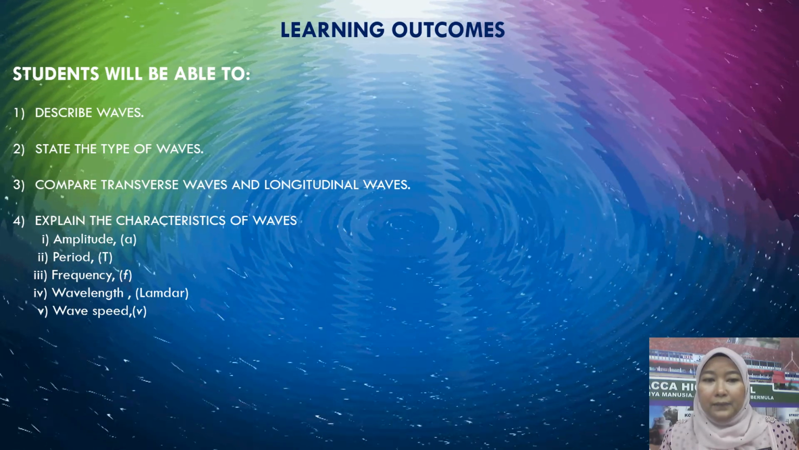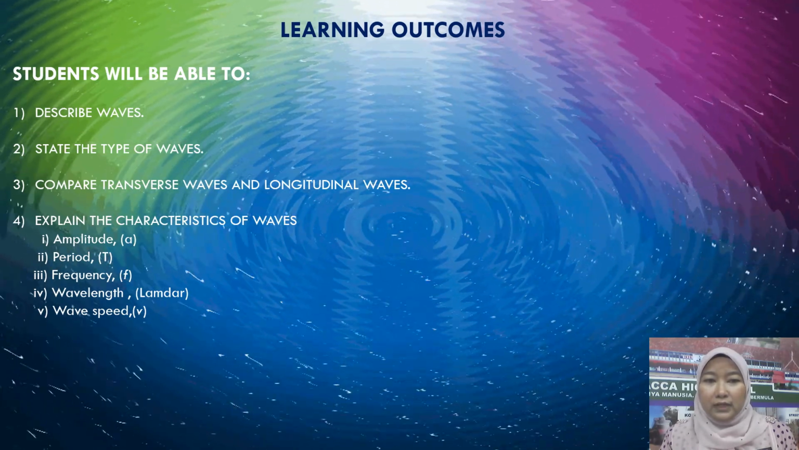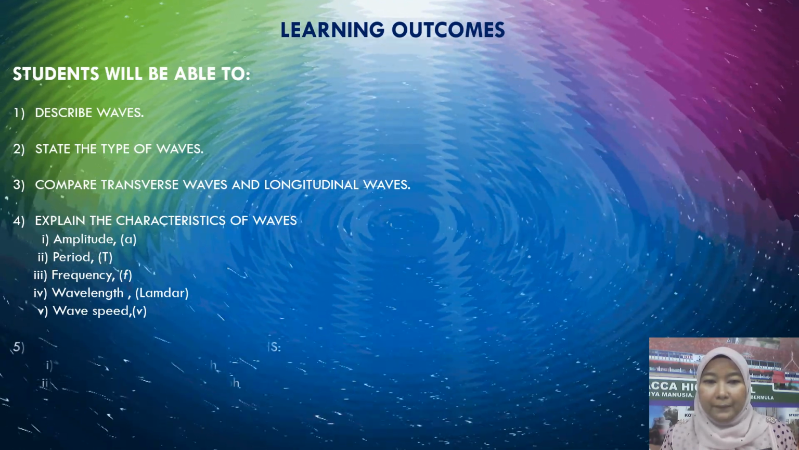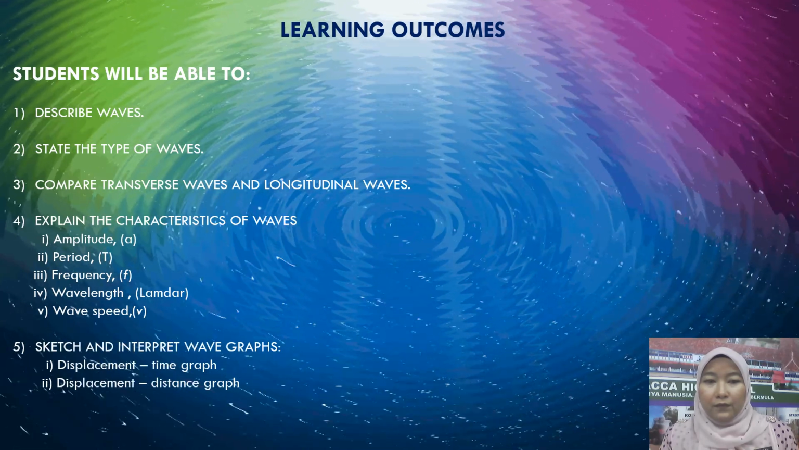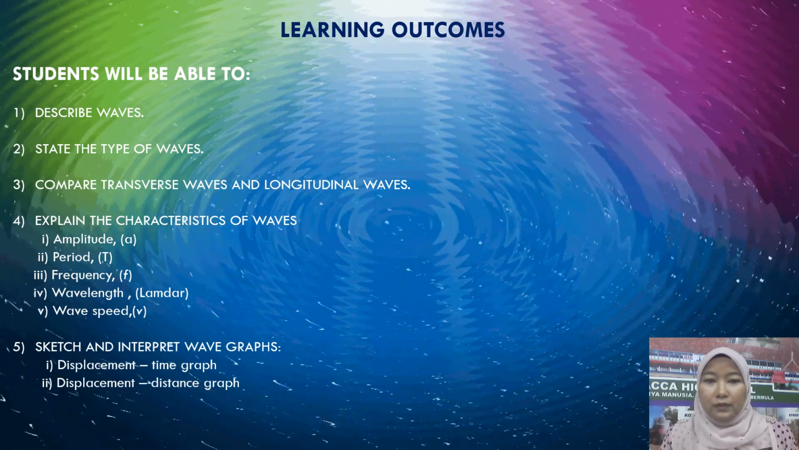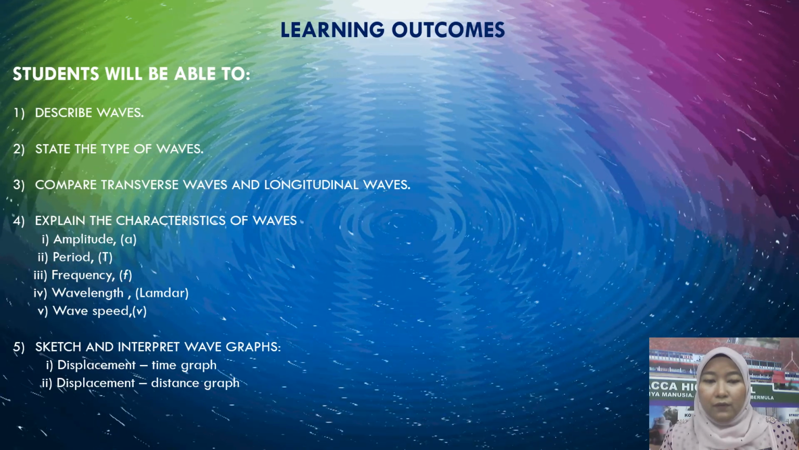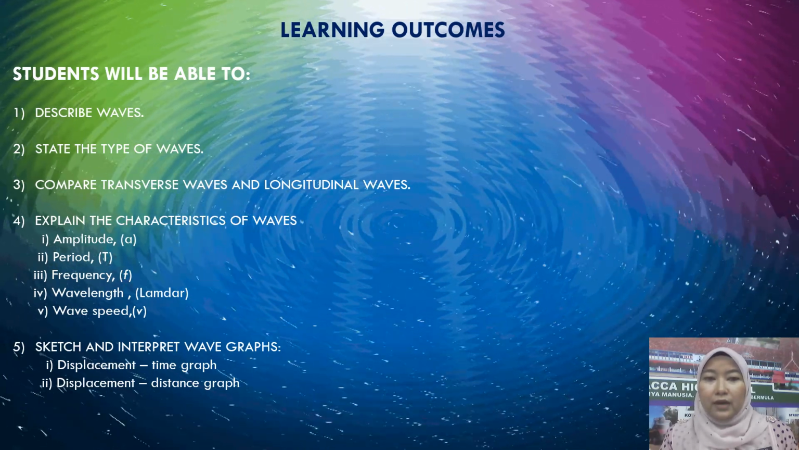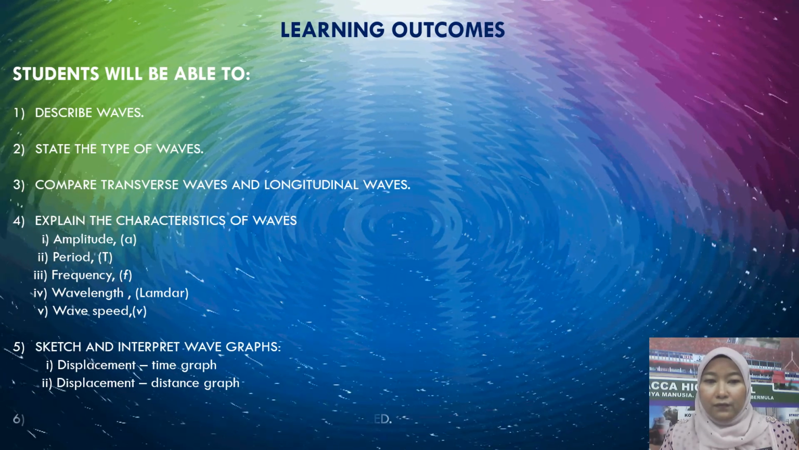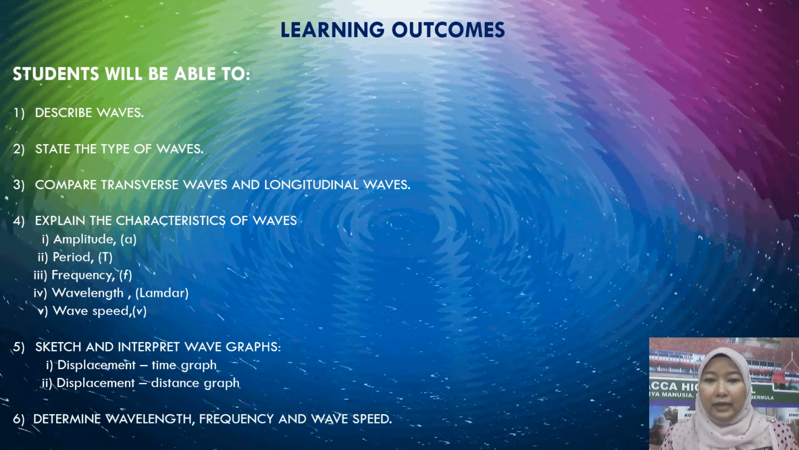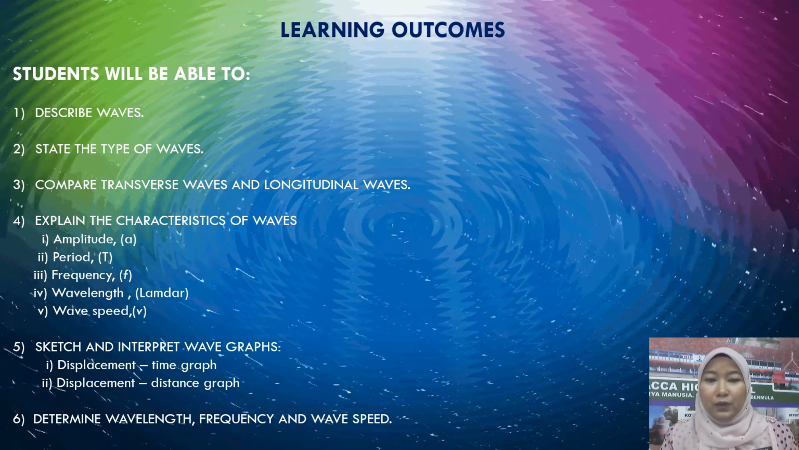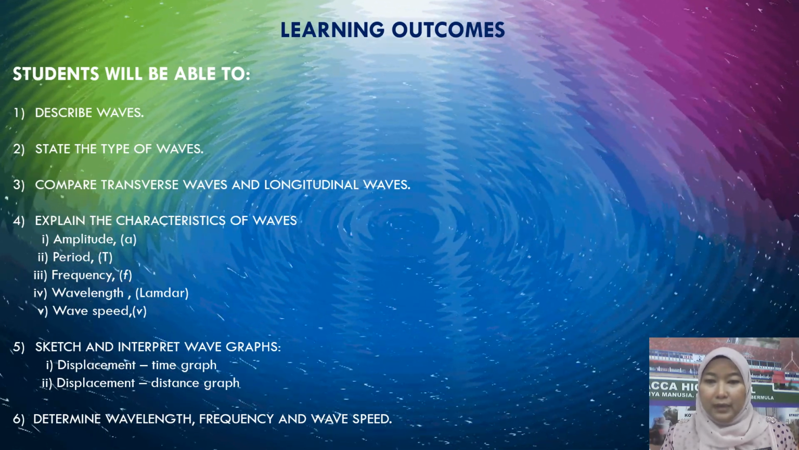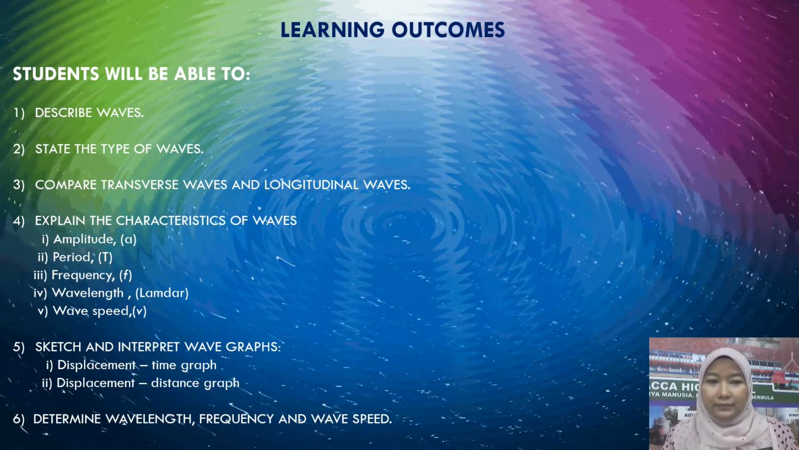That is, amplitude, period, frequency, wavelength, and wave speed. Fifth, students should be able to sketch and interpret wave graphs. We have two types of wave graph, that is displacement-time graph and displacement-distance graph. And the last objective is to determine wavelength, frequency, and wave speed from calculation.